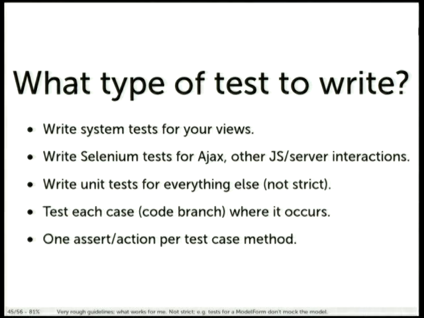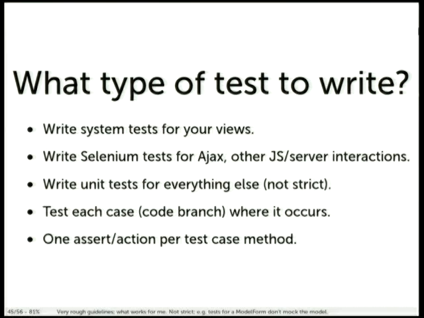Another guideline, this depends on how strict you want to get: one assert per test case method, or one action per test case method. One assert per test case method is very strict. You end up writing a lot more tests, but the tests will tell you very specifically what failed. If you have multiple asserts, of course, the danger is your first assert fails and you don't know whether the second one would have failed or succeeded. So you fix the first one, you run your tests again, they fail again because the second assert failed. You have a longer cycle to fix those tests.